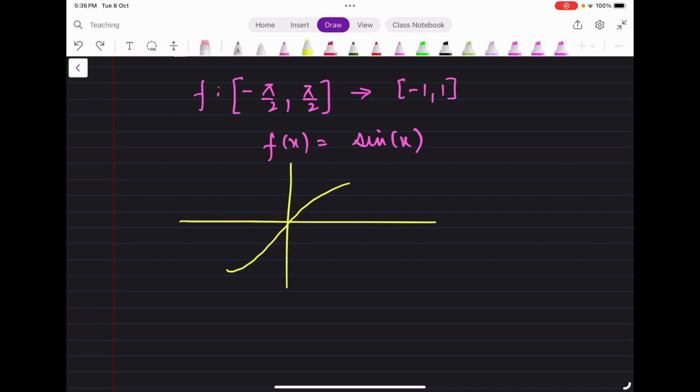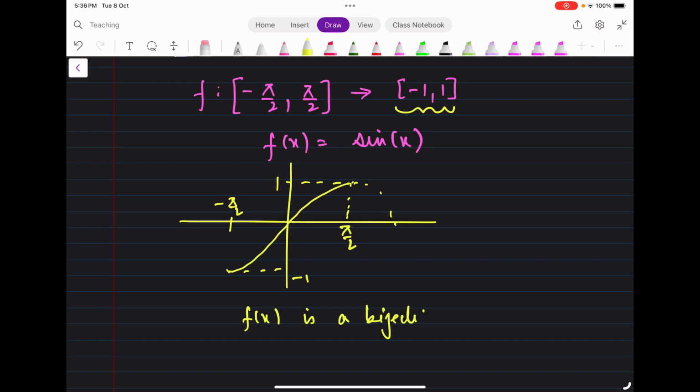Between minus pi by 2 to plus pi by 2, we can see this is the graph of the function. And in this situation, the range is -1 to 1 and the codomain is also -1 to 1, which we have defined ourselves. The domain is from minus pi by 2 to plus pi by 2. Sin x extends further, but now we are just talking between minus pi by 2 to plus pi by 2. In this situation, f of x is a bijective function.